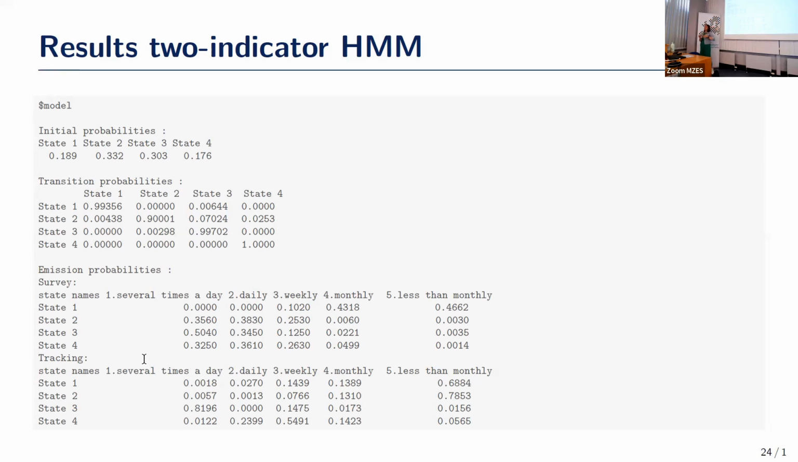So the states in this case represent real Facebook usage patterns in terms of frequency, but they also represent a high inconsistency between the two sources that the model couldn't work out. The model basically just looks at patterns of respondents, right? And then it identifies the states that correspond to these patterns.